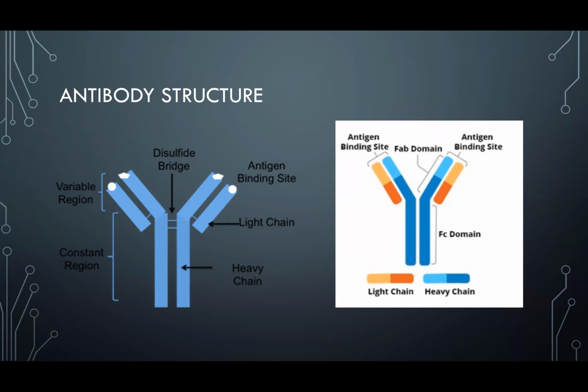The rest of the heavy chain makes up the constant region. The 2 heavy chains are linked by a disulfide bond, and each heavy chain is linked to a light chain by a disulfide bond. Here we can see the general structure of the antibody on the screen, which includes the variable region, constant region, made up of heavy chains, light chains, and antigen binding sites linked by disulfide bridges.